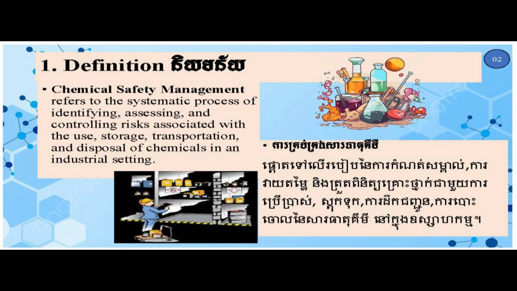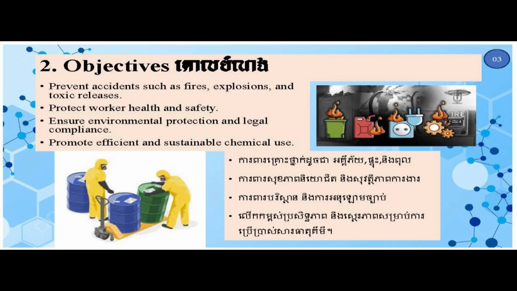Chemical safety management refers to the systematic process of identifying, assessing, and controlling risks associated with the use, storage, transportation, and disposal of chemicals in an industrial setting. Prevent accidents such as fires, explosions, and toxic releases. Protect worker health and safety. Ensure environment protection and legal compliance. Promote efficient and sustainable chemical use.